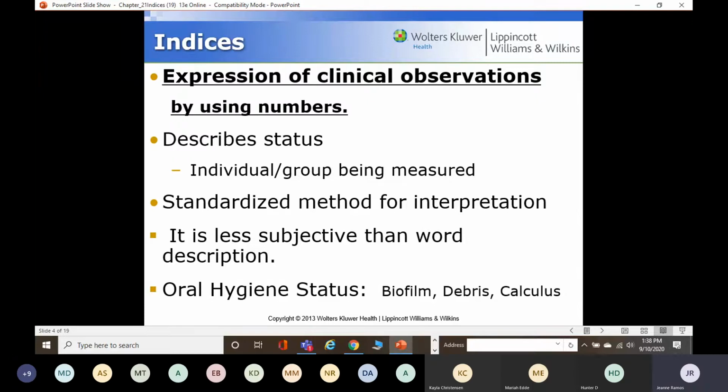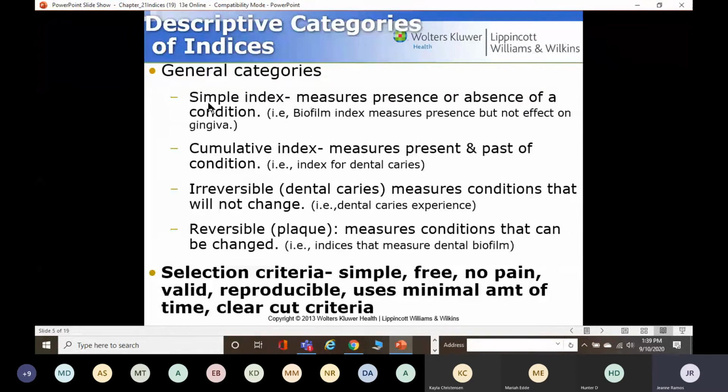We still need a word description like in your SOAP notes, but there's nothing that can argue with someone having an 80% plaque index. Explaining that would take a small paragraph, and 80% kind of speaks on its own. We all know what that is. So oral hygiene status, we could be checking their biofilm, debris, calculus, many different things.